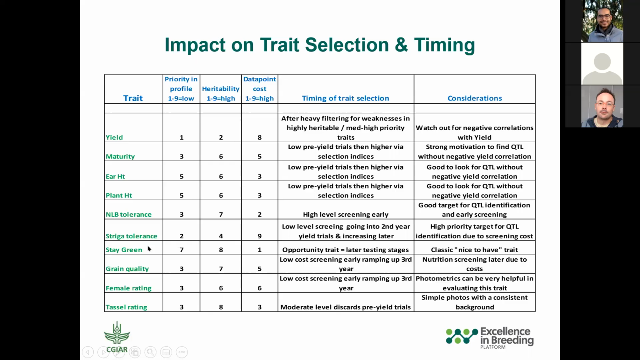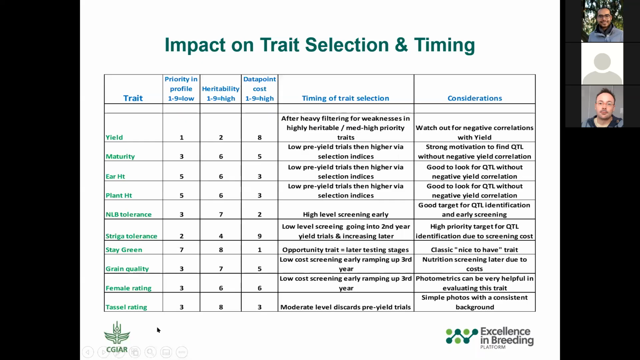I'll do one more and say stay green. Okay, it's a low priority. It looks nice, and maybe it's of interest relative to cattle feed at some point, but not a high priority. The good news is it's a highly heritable trait and it's really cheap to score. But you're really not going to do anything about that trait till later stages. If you maybe have 20 slots for hybrids to move forward and are trying to decide between a couple, you might go ahead and pick the one that has the better stay green level. So a nice to have.